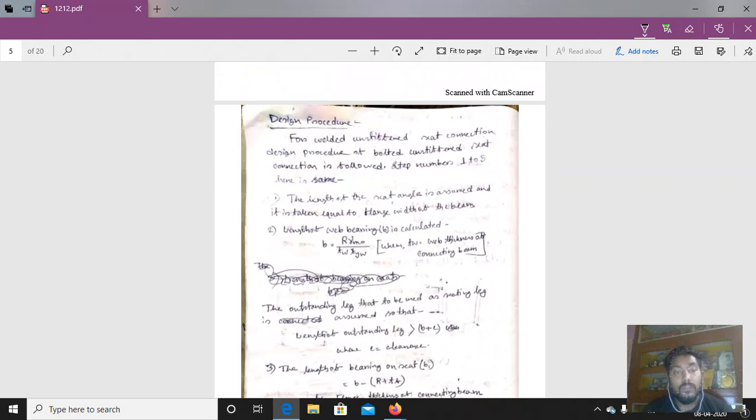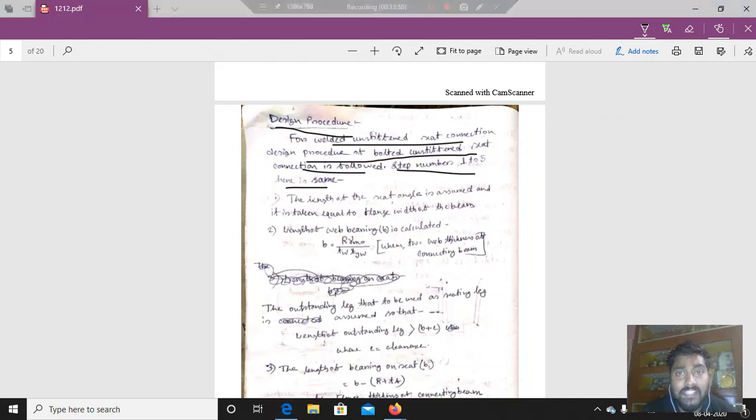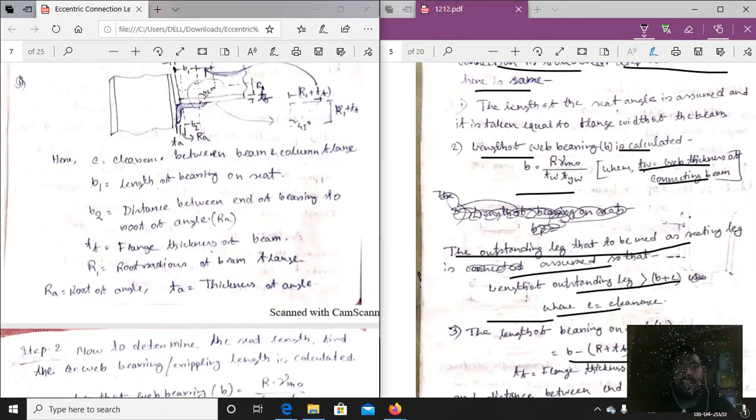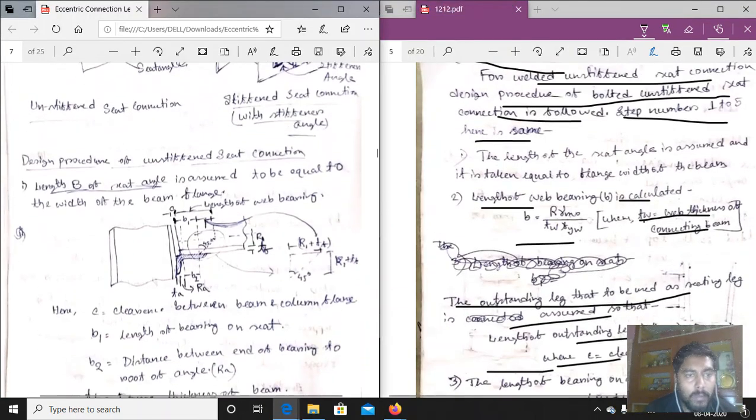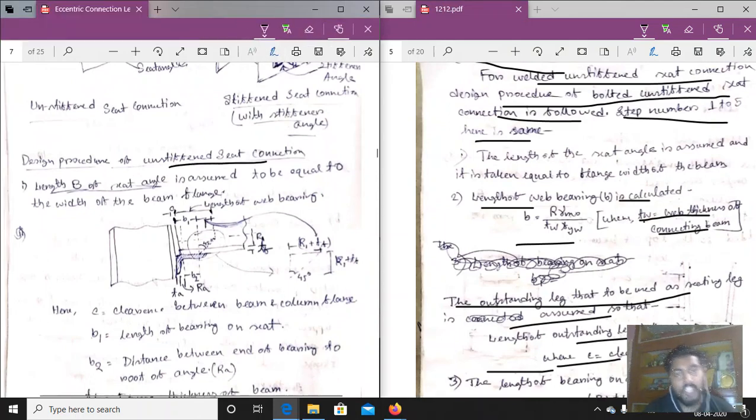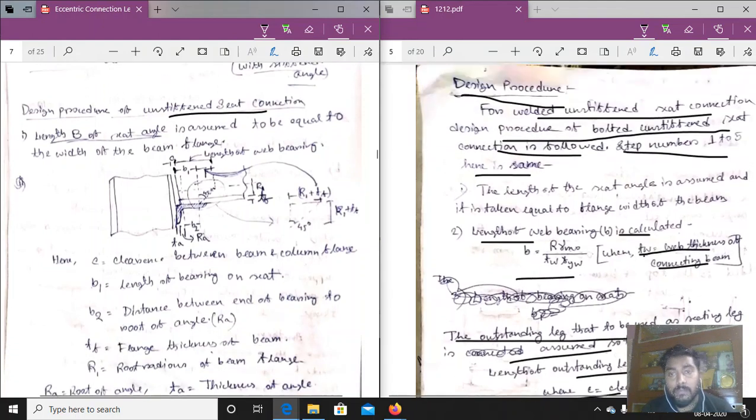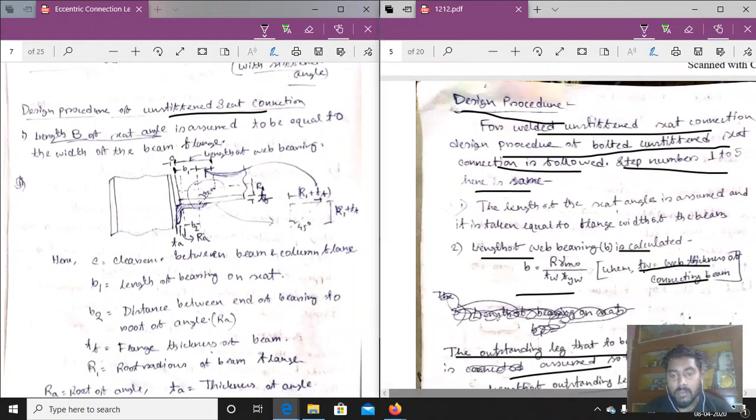Now, the design procedure for the welded unstiffened seat connection. The design procedure of the bolted unstiffened seat connection is followed. That means there is no design difference between the welded and the bolted seat connection. So the seat connection design is followed as in the case of bolted. Steps number 1 to 5 are the same. Now let us open the bolted seat connection formulas. So we have opened the unstiffened bolted seat connection formula here. Now first all the procedure will be followed. So the design procedure we are coming to first.